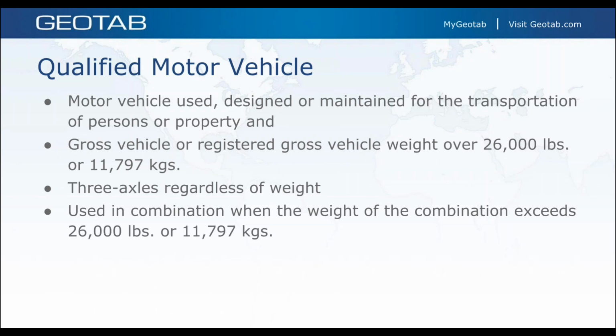Okay. Furthermore, 3 axles also, regardless of weight. So it doesn't have to be 26,000 pounds or 11,000 kilograms, but if it's got 3 axles, it's an IFTA vehicle, or qualified to be at least, if it's traveling between states.